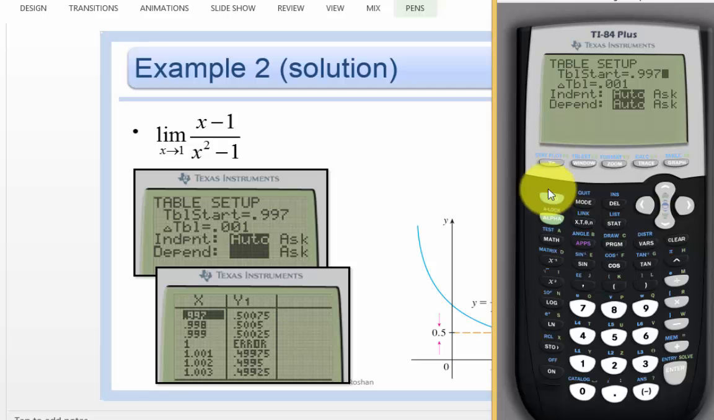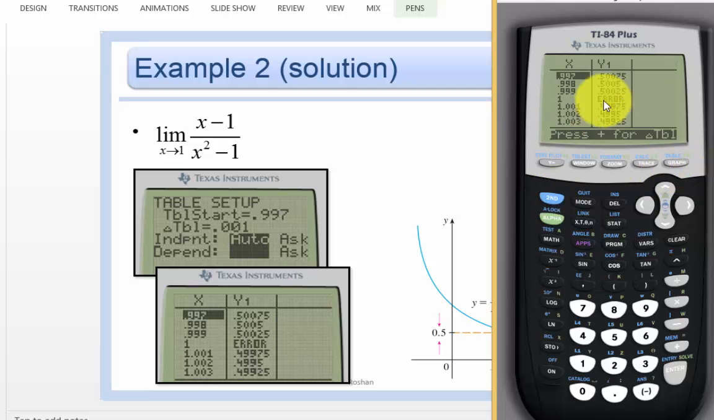And then just go to second table, and so you can see from both the left and from the right, I'm getting close to 0.5, even though at 1 my function is undefined, so my limit would be 0.5.